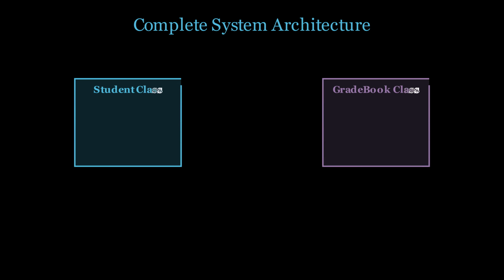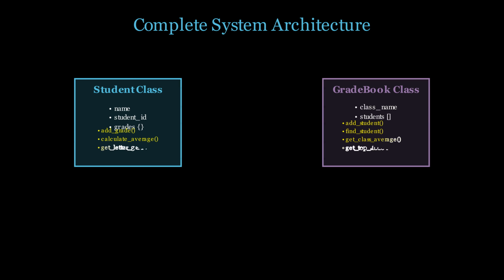Let's visualize the complete architecture of our student grading system. This diagram shows how all the pieces fit together: the classes, their relationships, and the flow of data. Here's our architecture. The Student class on the left has attributes for name, ID, and a grades dictionary. It has methods to add grades, calculate averages, get letter grades, and generate reports. The Gradebook class on the right has a class name and a list of students. It has methods to manage students and generate analytics.